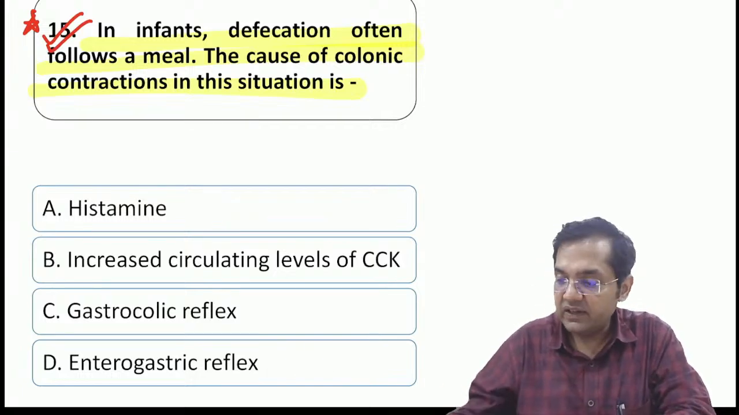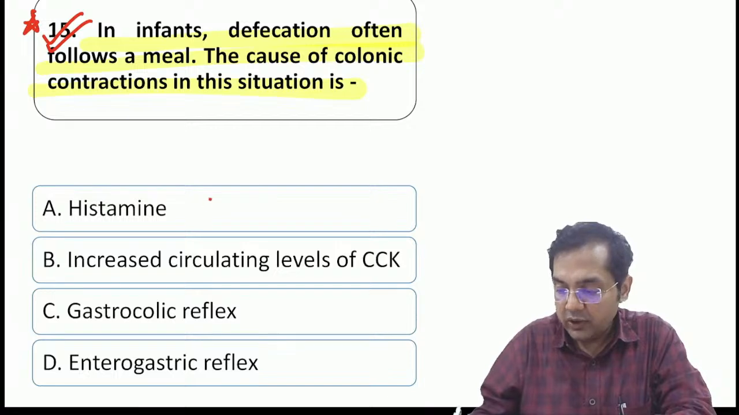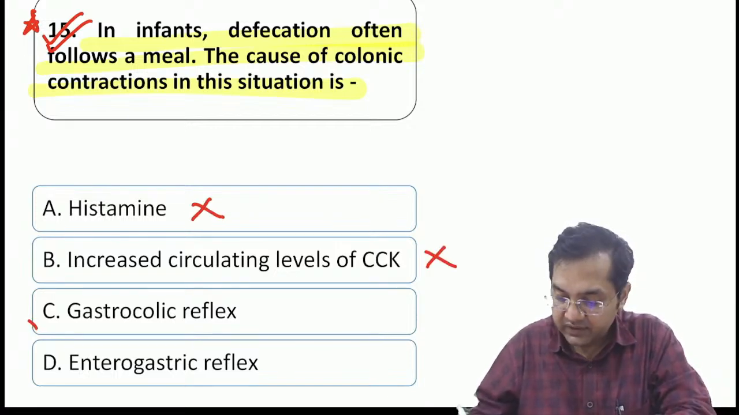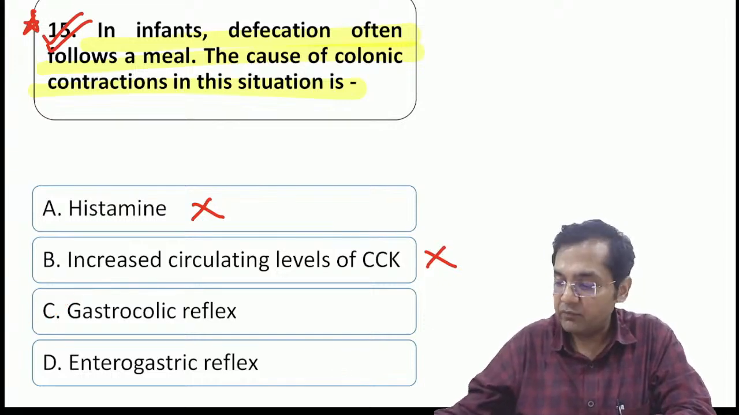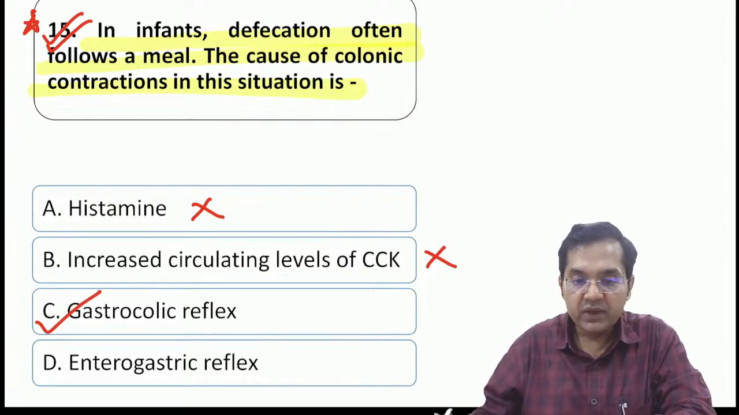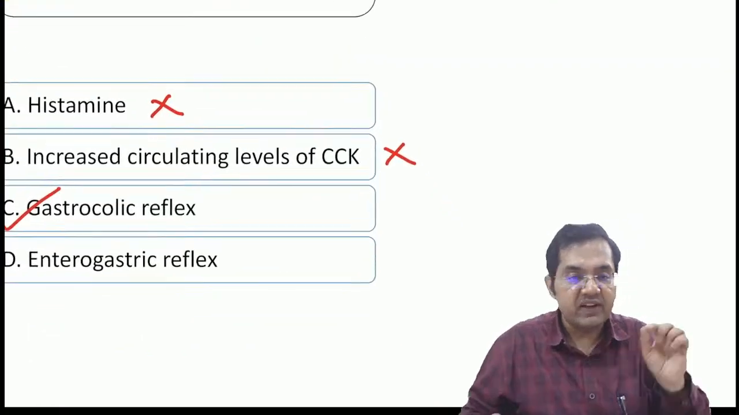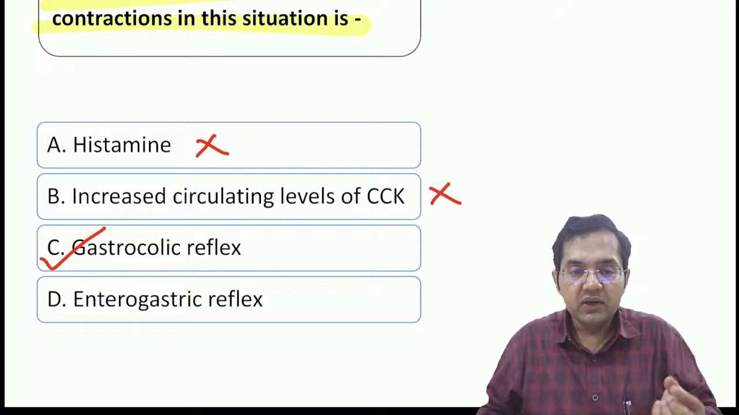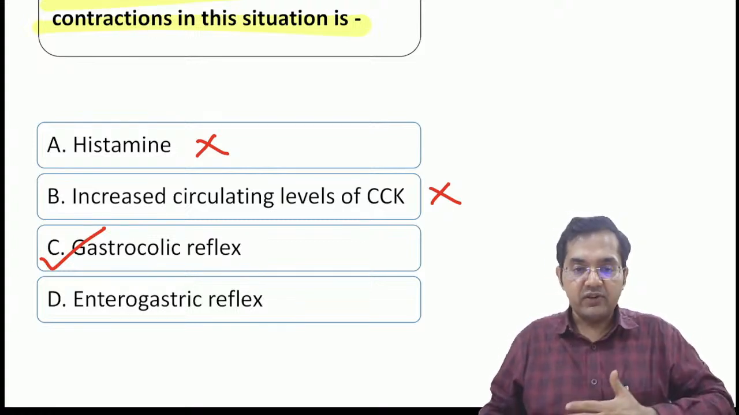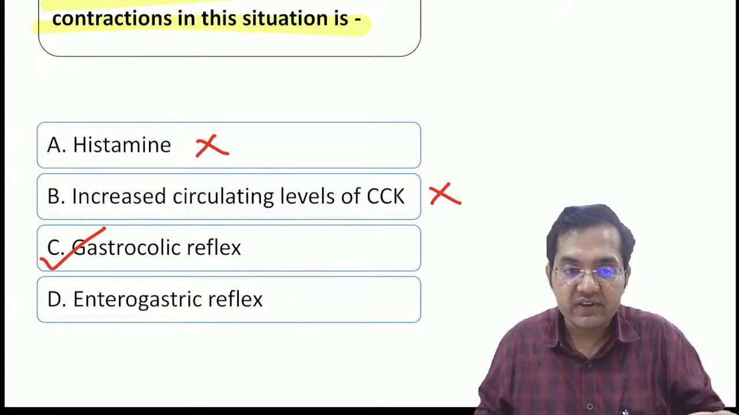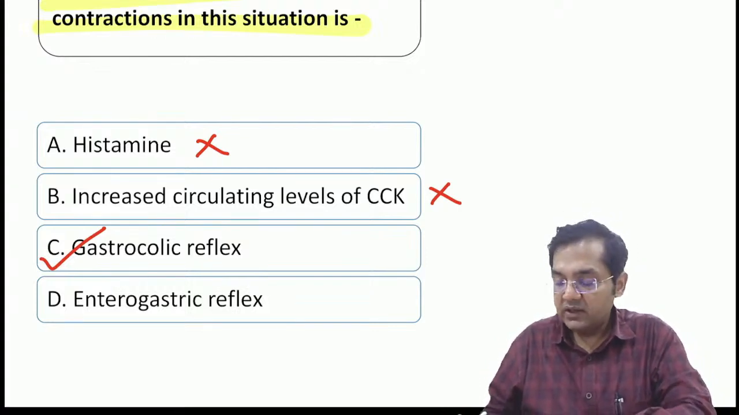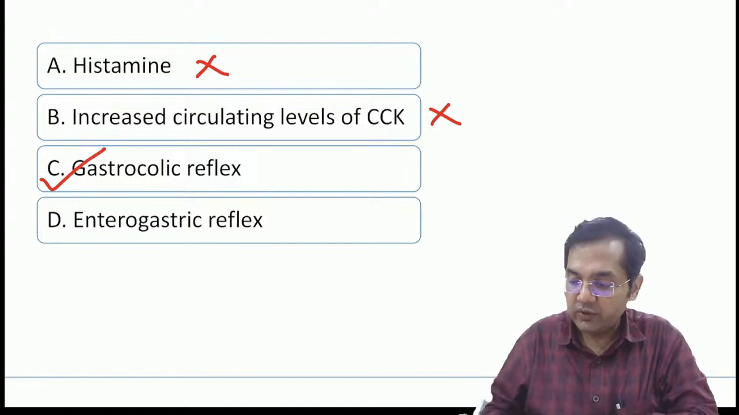So the answer here is not related to any hormones, but actually the answer is gastrocolic reflex. What is the meaning of gastrocolic? Remember, GIT reflexes are very beautifully named. Gastrocolic: stimulus is distension of the stomach, colic contraction of the colon. So this is famously called gastrocolic. What is enterogastric? I just told you a while back.